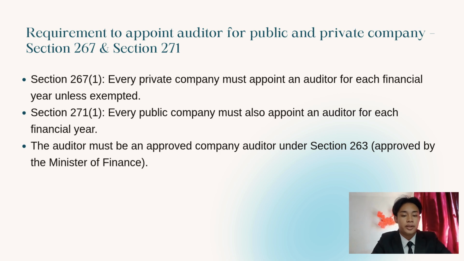Requirement to appoint auditor for public and private company, Section 267 and Section 271. Section 267, Subsection 1: every private company must appoint an auditor for each financial year unless exempted. Section 271, Subsection 1: every public company must also appoint an auditor for each financial year. The auditor must be an approved company auditor under Section 263, approved by the Minister of Finance.